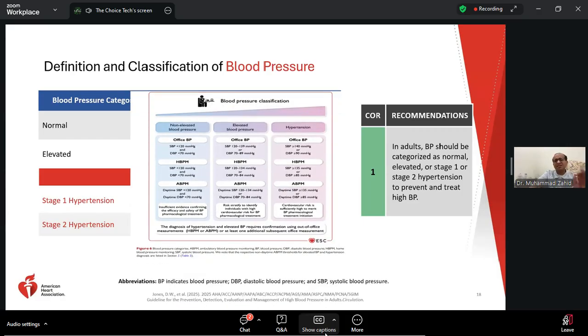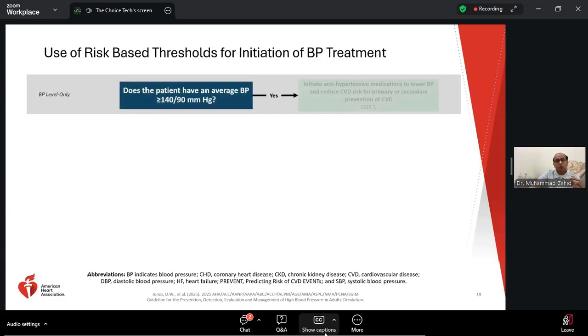It's slightly different from the European guidelines, where they say the elevated blood pressure is between 120 to 140, and grade 1 is 140 and above. So if your patient has a blood pressure of more than 140/90, you need to initiate them on antihypertensives. And the majority of such patients will need dual medications to control their blood pressure.